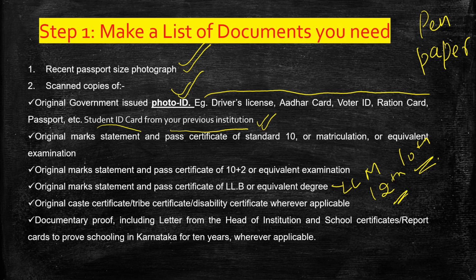Okay, original caste certificate, tribe certificate, disability certificate wherever applicable, documentary proof including letter from head of institution, school certificates. If you are from Karnataka and you want to take the quota wherein you belong to Karnataka, there is a specified weightage which is given to you guys. So if you are from Karnataka, you should take this benefit for sure.